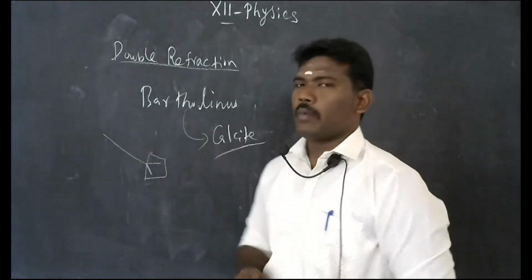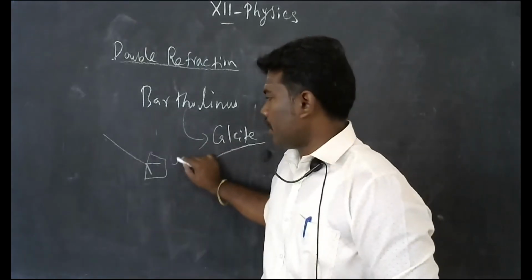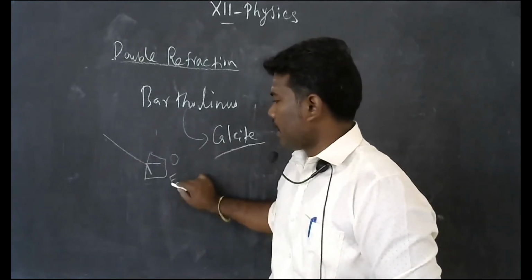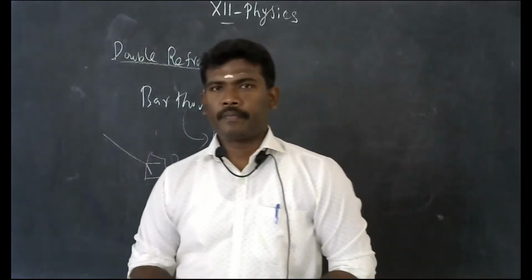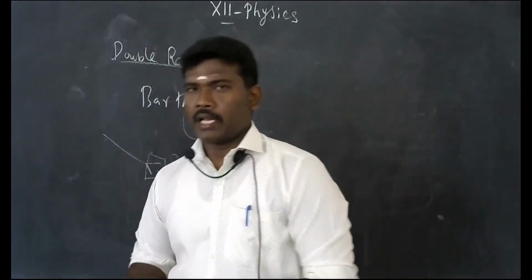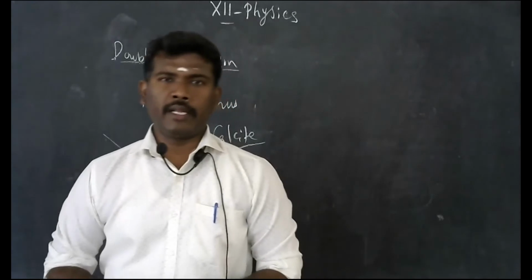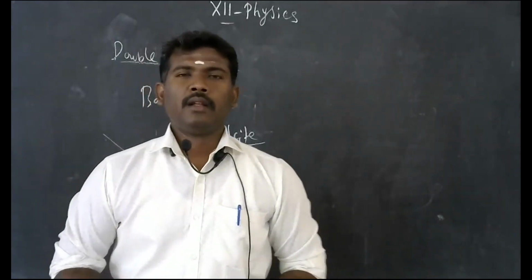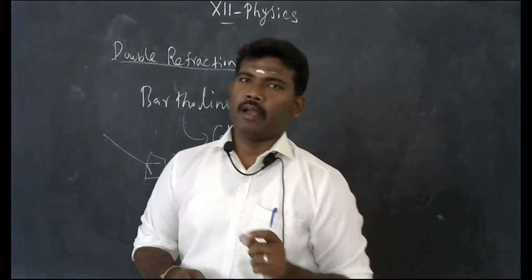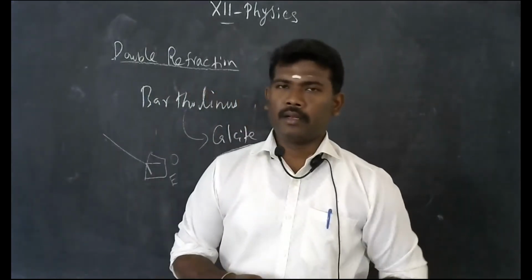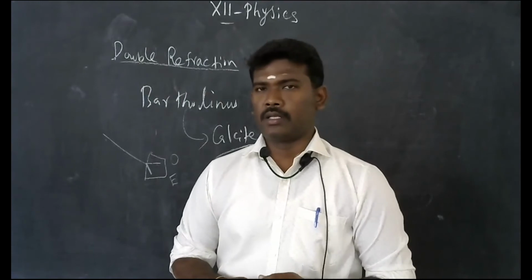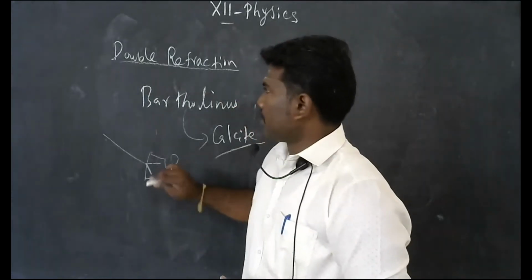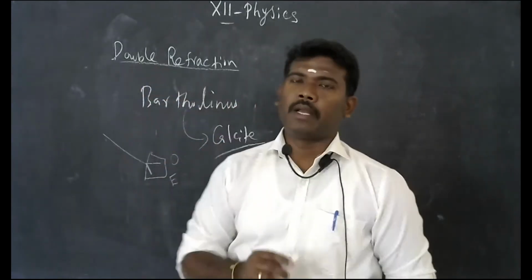We call them by name: one is an ordinary ray, another one is an extraordinary ray. One is the ordinary ray and another one is called the extraordinary ray. The difference between the extraordinary ray and the ordinary ray is an important 2-mark question. Now, first of all, I am going to explain the concept of double refraction.